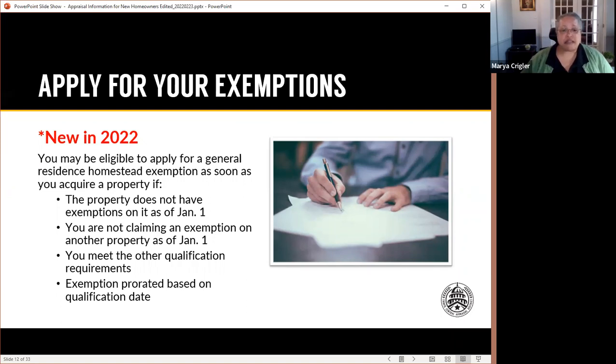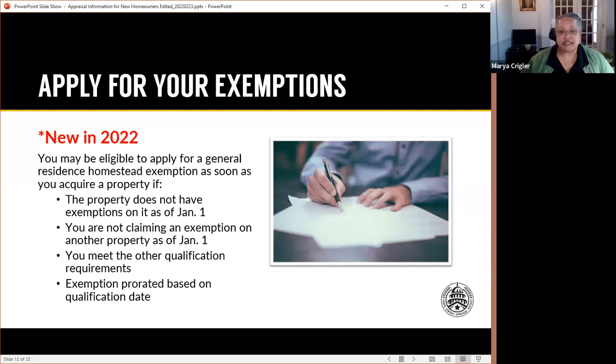You also cannot be claiming an exemption on another property. So if you are claiming an exemption on another property and you buy a new property, you can't claim two homestead exemptions. You can only have one. So the exemption that you have claimed as of January 1st is the one that you get. Again, that January 1st exemption has the benefit of being the full amount of the exemption. It is not prorated. And then any assessed value that you've got with that exemption goes on.